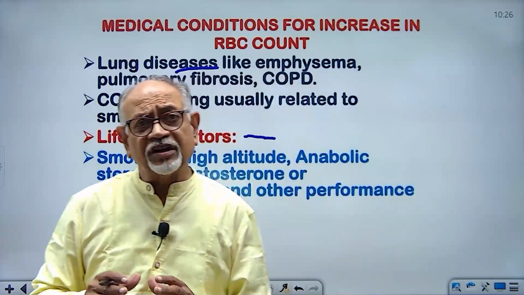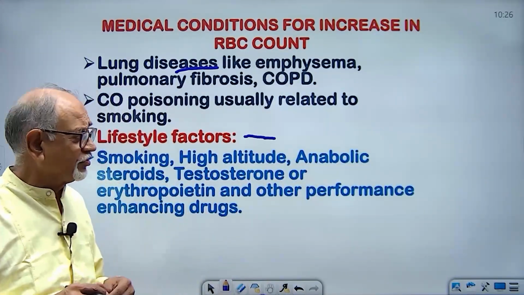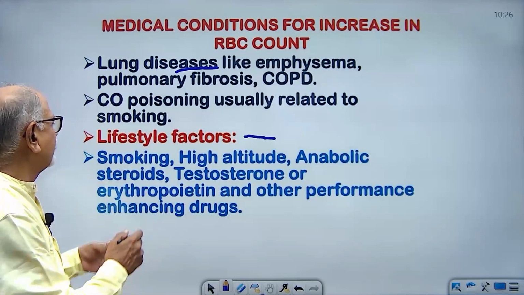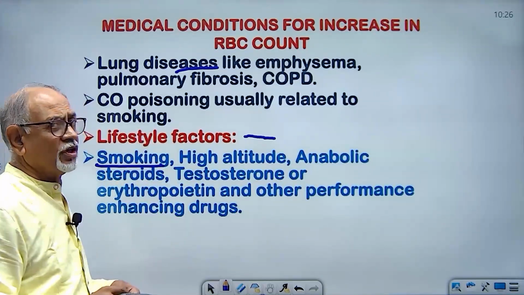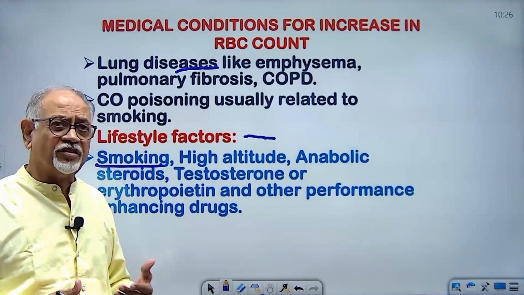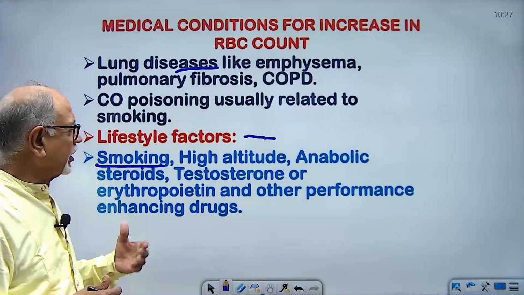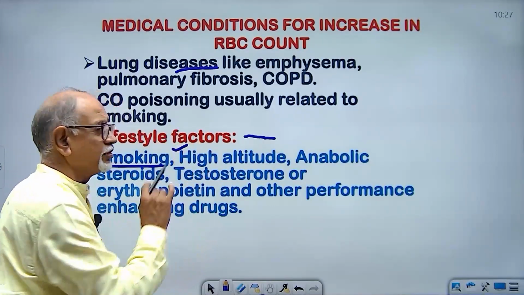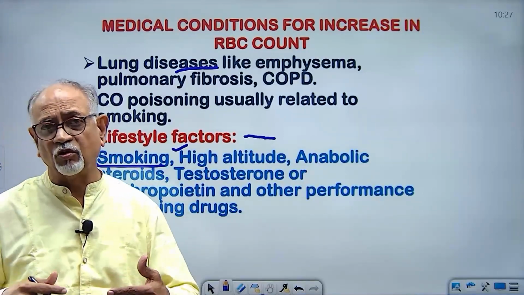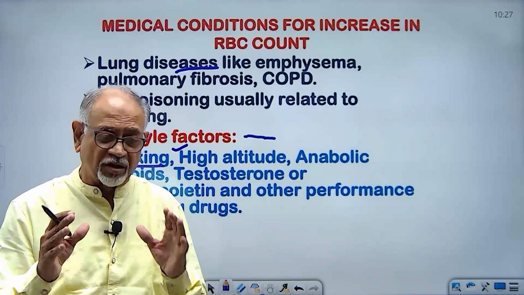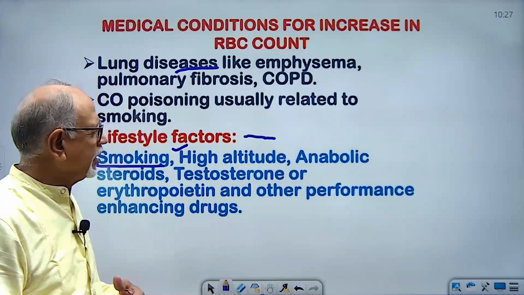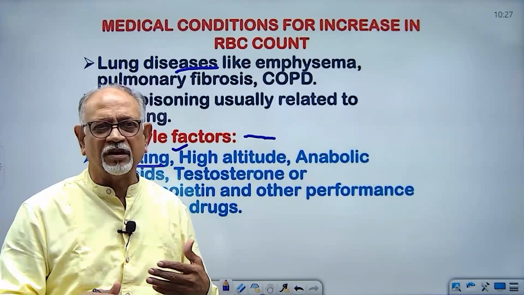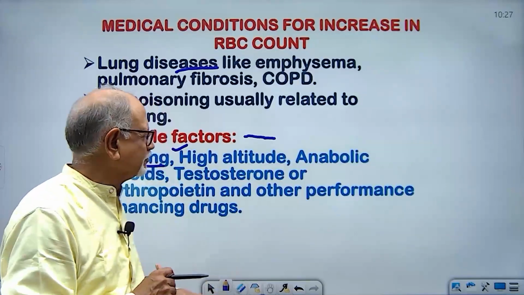Now, there are certain lifestyle factors in which the RBC count increases. One of that is smoking. In smoking, you know, carbon monoxide is produced, as just mentioned. Because of that, the count increases. When one goes to high altitude, this is a very common phenomenon. When a tourist goes to high altitude, his RBC count increases temporarily, and in people who live there, their RBC count is always higher than those people who live in the plains.